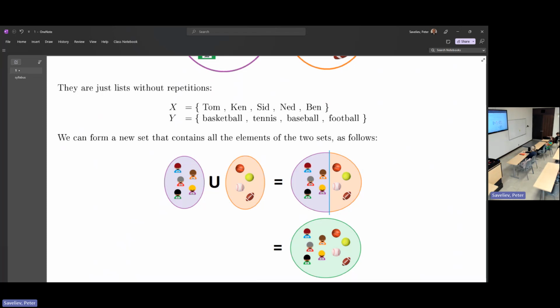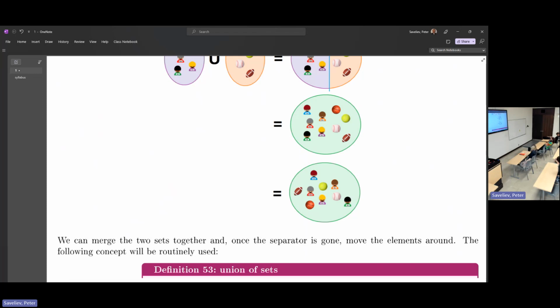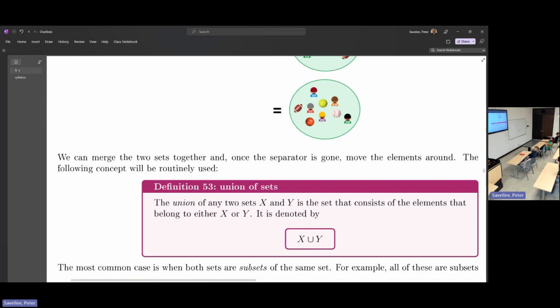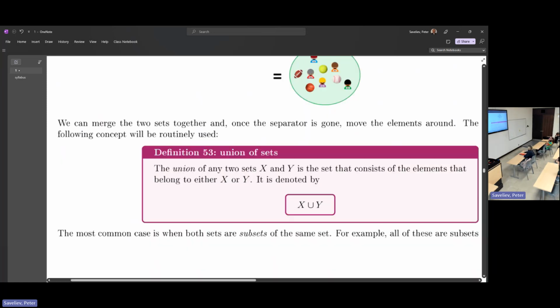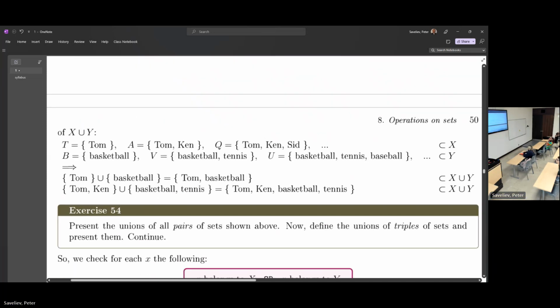This is the notation, literally a U for the union, and we create a new set. Once again, you can rearrange the participants in any order. This is the definition: the union of any two sets is the set that consists of the elements that belong to either X or Y. In the case of an overlap, make sure that you do not count things twice.